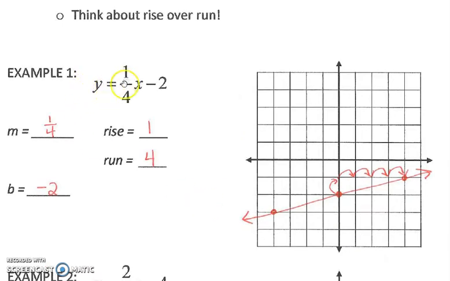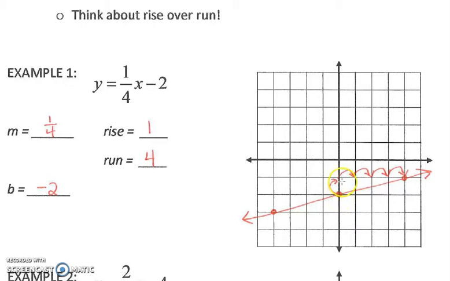y equals 1 over 4 x minus 2. So m is your slope. M means slope. So this is your slope, 1 over 4. B means y-intercept. So negative 2 is the y-intercept. Rise over run means slope. So 1 over 4. So you're going to start here. Negative 2 is your starting number. That's your y-intercept. So put a dot on y, negative 2.